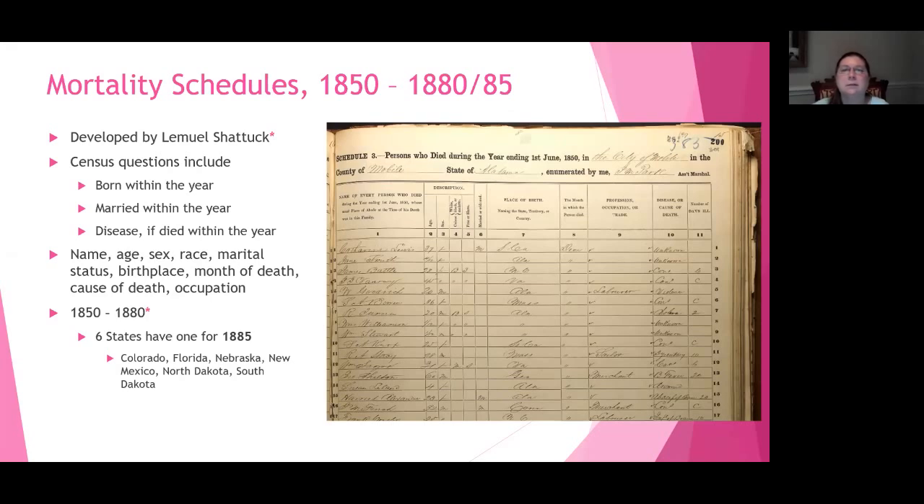These are mostly from 1850 to 1880. The 6 states you see listed there do have one for 1885. You can access mortality schedules for 1850 on familysearch.org. It's a free genealogical database, and Ancestry.com has almost all of them from 1850 to 1885, though there are some gaps for certain states for certain years.